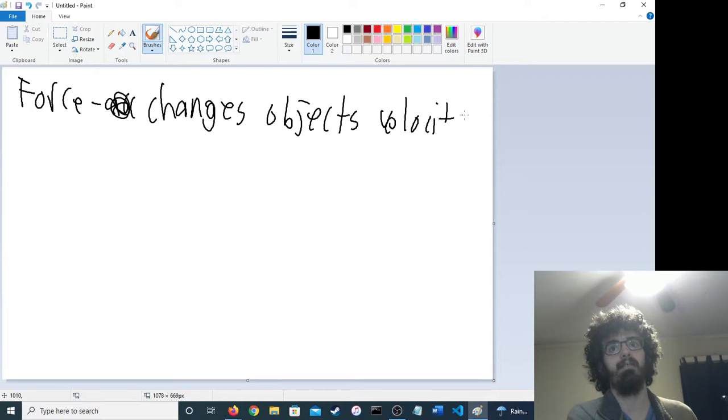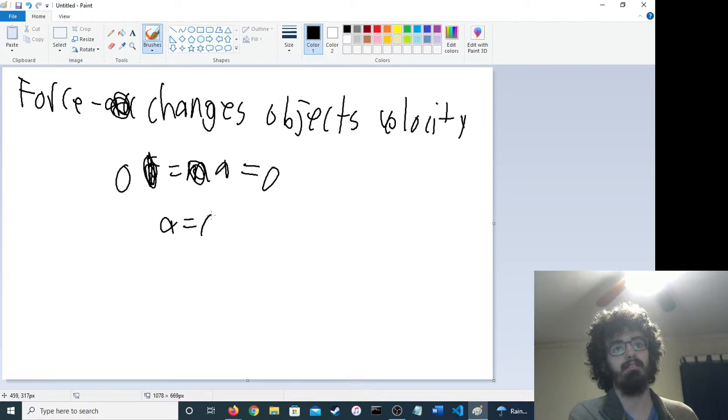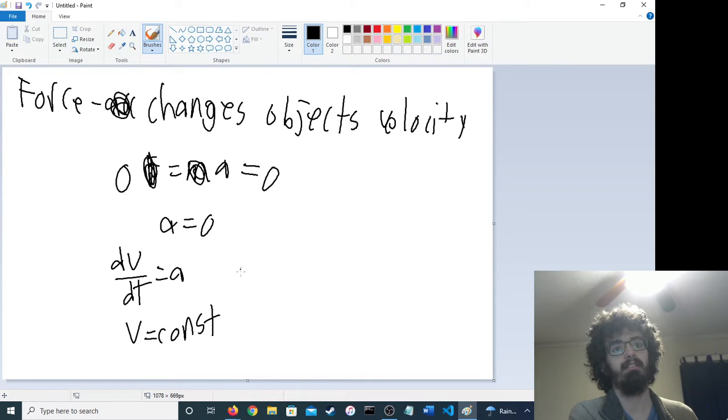As in the equation of Newton's second law, F equals ma. You can use this to derive the first law. If F is 0, then a equals 0. Since acceleration is the change in velocity with respect to time, velocity is a constant, and that's Newton's first law.